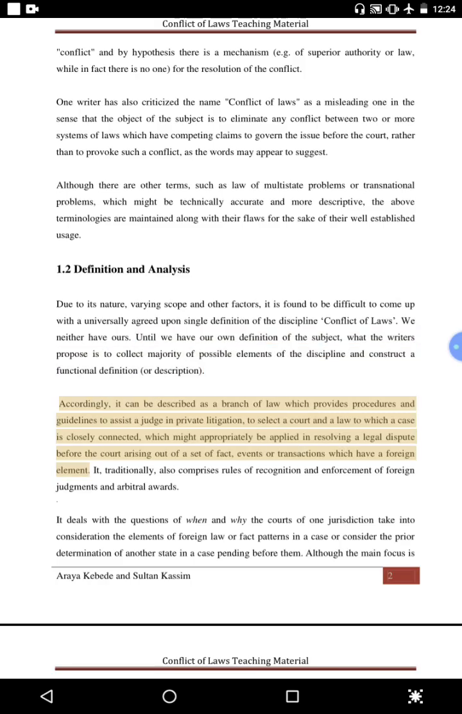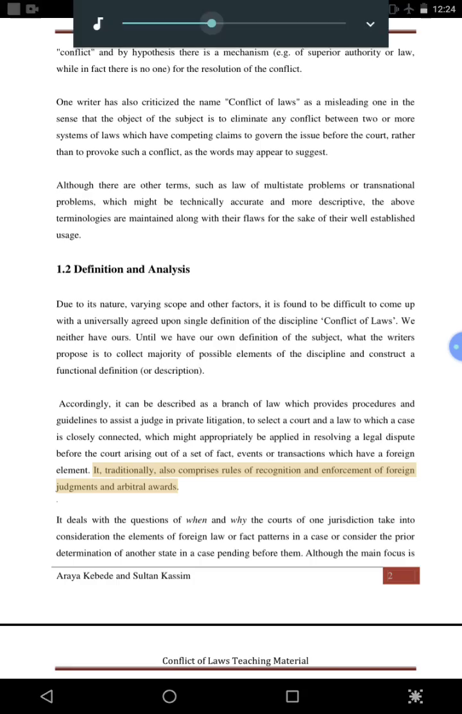Accordingly, it can be described as a branch of law which provides procedures and guidelines to assist a judge in private litigation, to select a court and a law to which a case is closely connected, which might appropriately be applied in resolving a legal dispute before the court arising out of a set of facts, events or transactions which have a foreign element. It traditionally also comprises rules of recognition and enforcement of foreign judgments and arbitral awards.